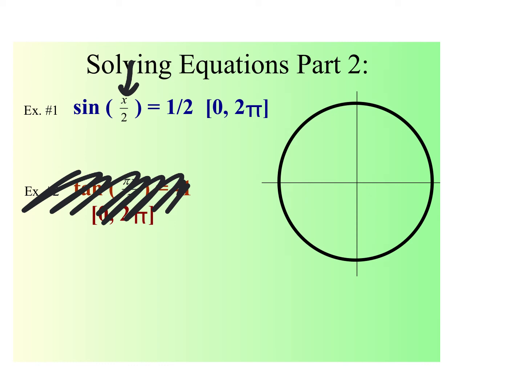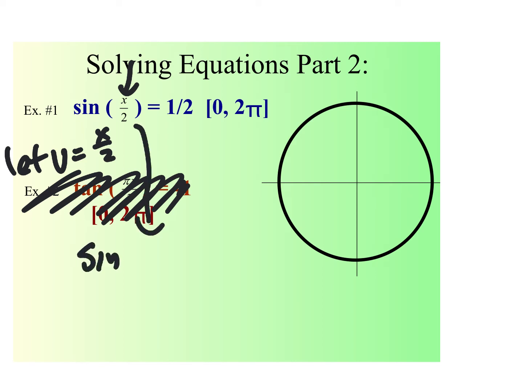Okay, just see if you got this far correctly. I'm going to let u equal x over 2. So now my problem becomes sine of u equals 1/2. Now, wouldn't there normally be two answers to this? There will be. Don't assume there's only going to be one answer, but maybe since we divided this by 2, maybe there'll be fewer answers than before. But we'll deal with that later.